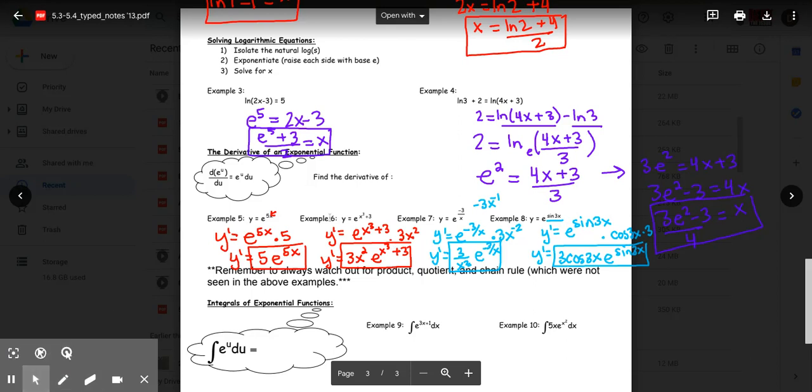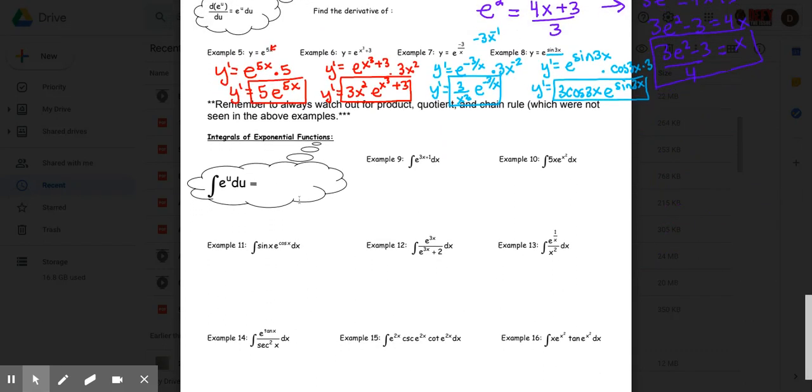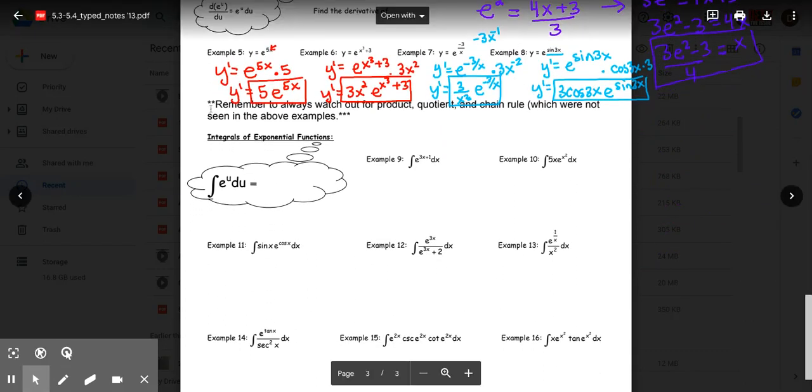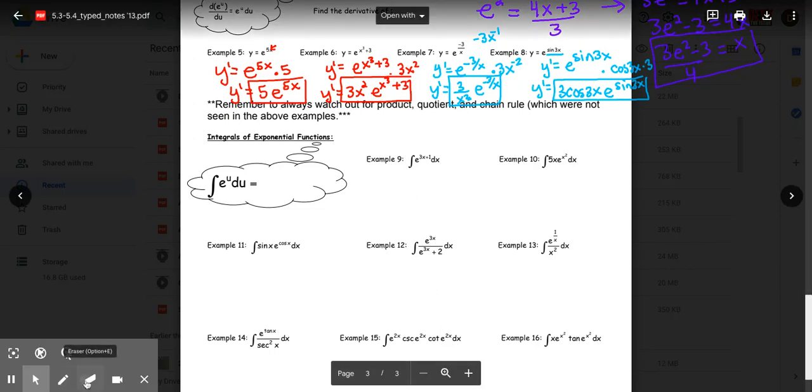And the last part of our lesson is to integrate. All right, so I did start something here. So remember to always watch out for product, quotient, and chain rule, which were not seen in the above example. So meaning like if you had something like this, and I said take the derivative of this. Okay, this is two separate functions. You got to start with product rule. All right, that's what I mean there. Okay, and you didn't really see that in these examples.